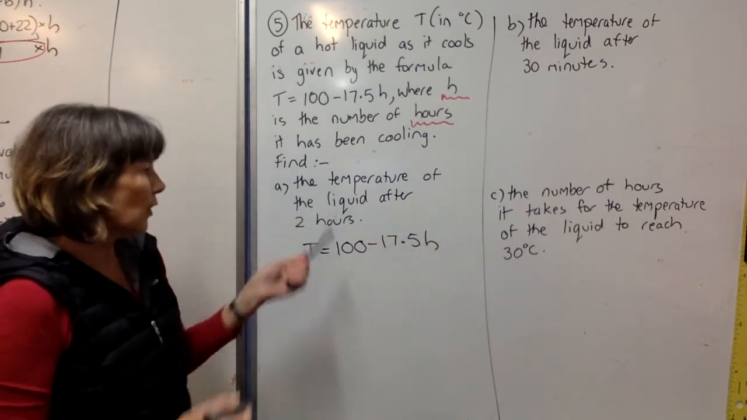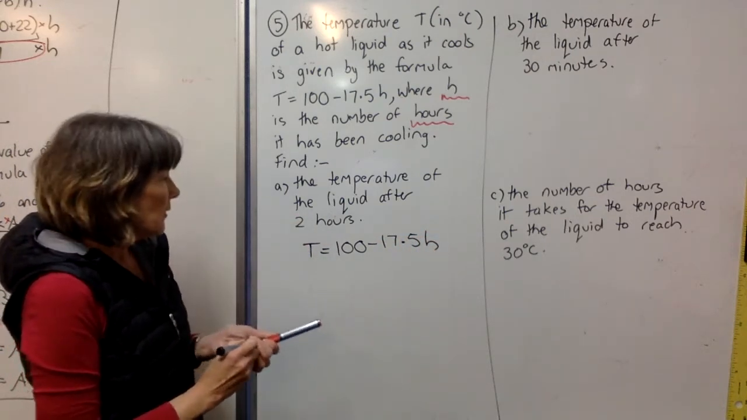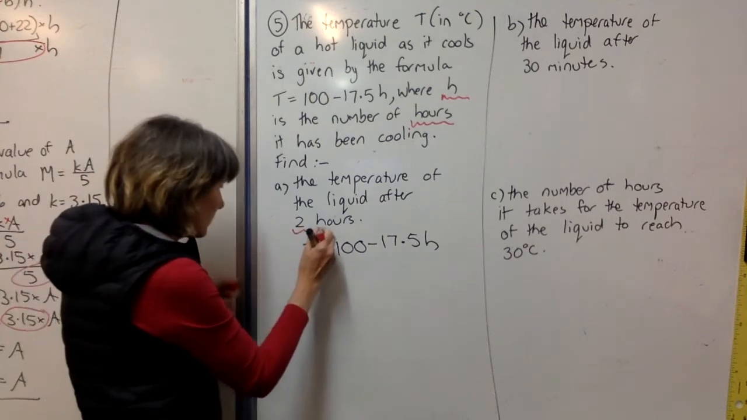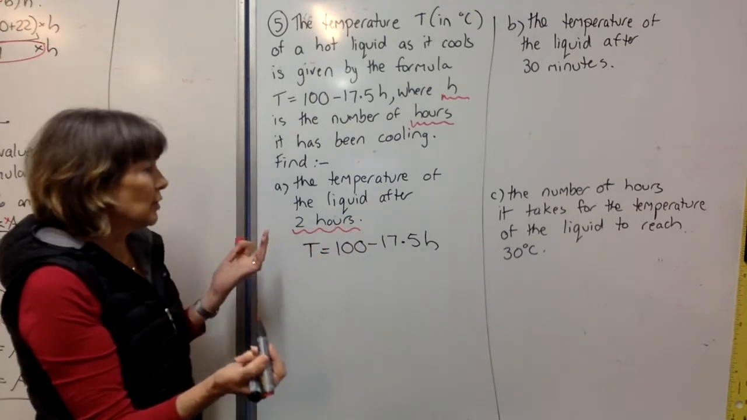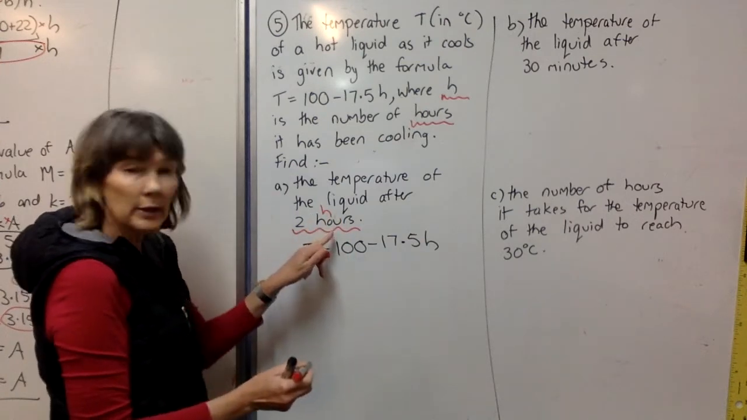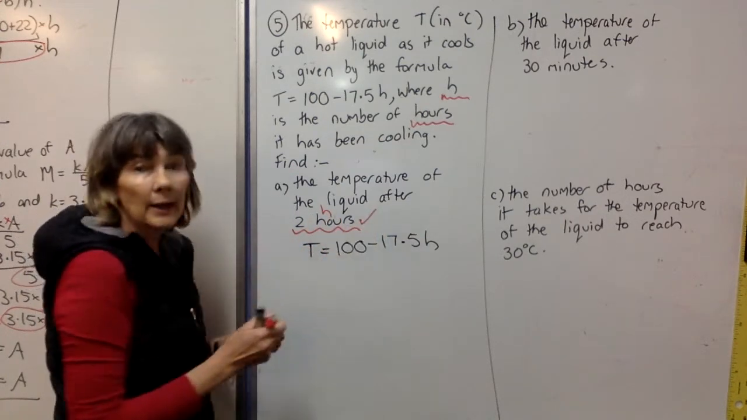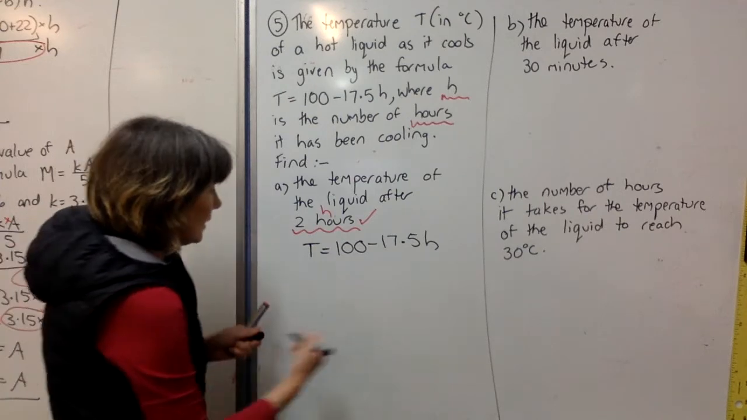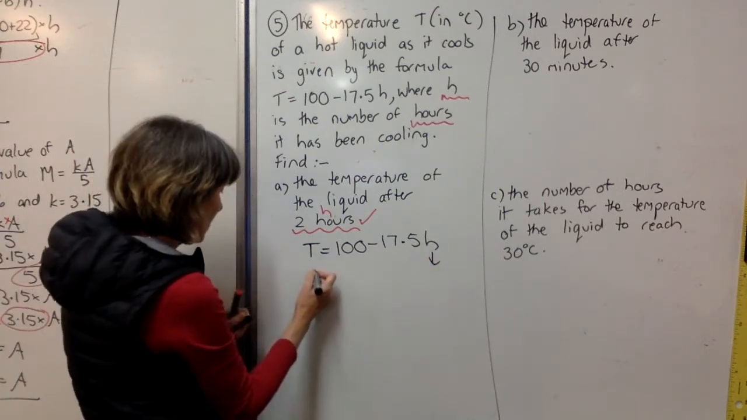Okay, now we're finding the temperature. They've given you 2 hours. So what is this number they've given you? It's the H value, okay? And it is written in the right units, so we're okay to go and just put that straight in. So I'm going to put our 2 in over there.